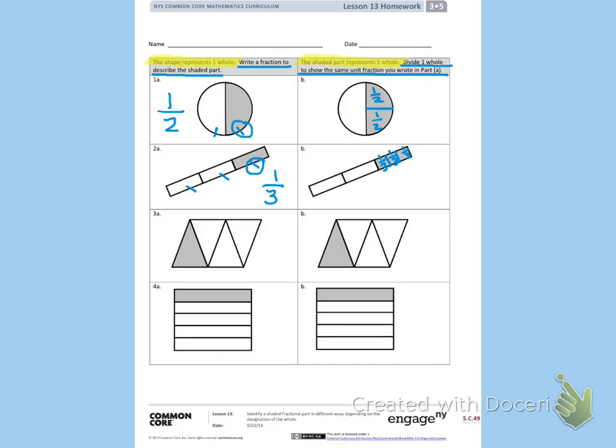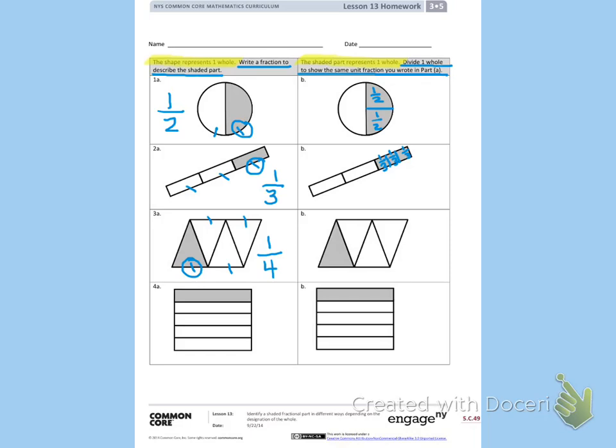Let's look at 3A. Item 3A, remember, the entire picture is the whole. Let's see how many pieces there are. 1, 2, 3, 4. There are 4 equal pieces, so I'll put a 4 on the bottom part of my fraction. And there is only one shaded piece of the 4, so 1/4 of the whole is shaded.